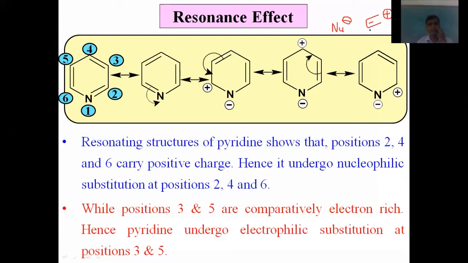Hence, pyridine undergoes electrophilic substitution at positions 3 and 5, while it undergoes nucleophilic substitution at positions 2, 4, and 6. These are the two important conclusions from the resonating structures of pyridine, how it undergoes electrophilic as well as nucleophilic substitution, and at what position the substitution occurs. Okay, this is the resonance effect shown by pyridine.